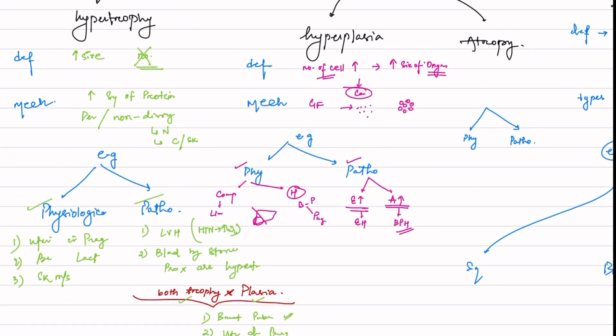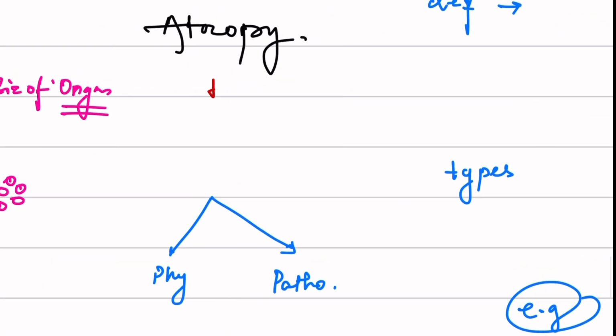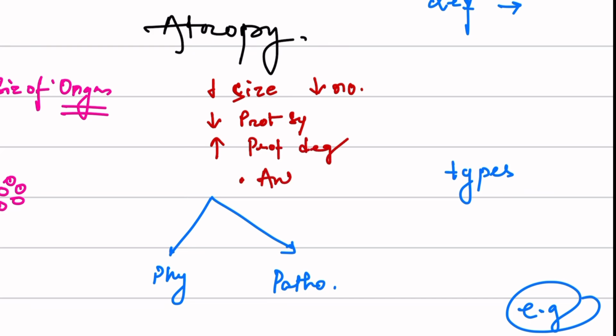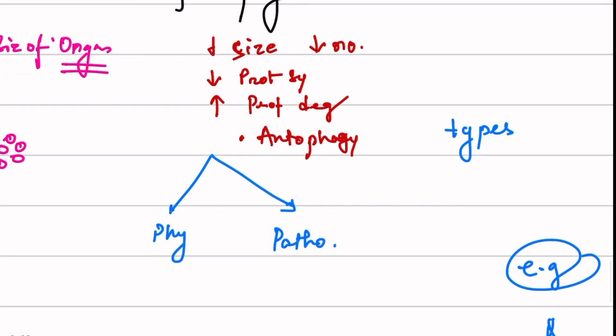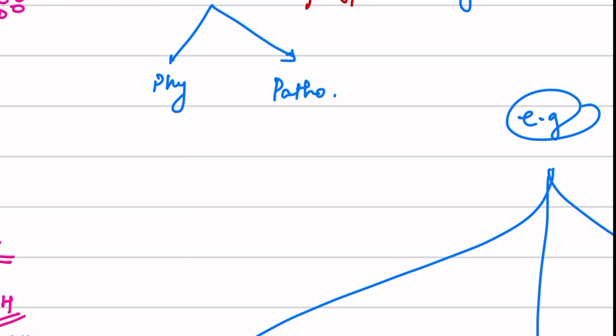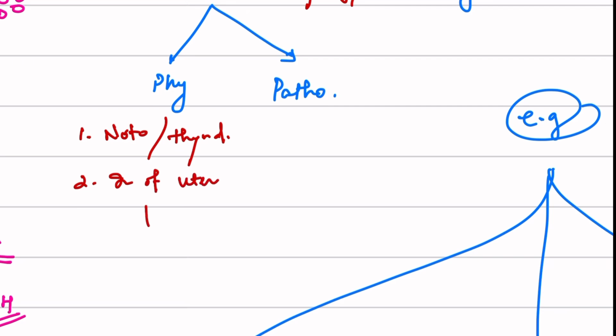Coming to atrophy. Atrophy is decrease in cell size, and decrease in cell number as well. Why does that occur? Decrease in protein synthesis, and degradation of protein also increases. Then what happens? Autophagy occurs in this case. It can also be physiological or pathological. In physiological, it can be disappearance of the notochord, or the thyroglossal duct, and it can be involution of the uterus after parturition.